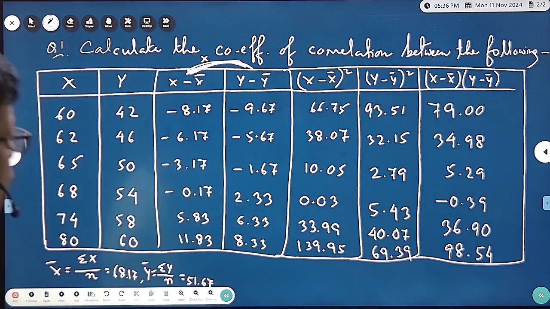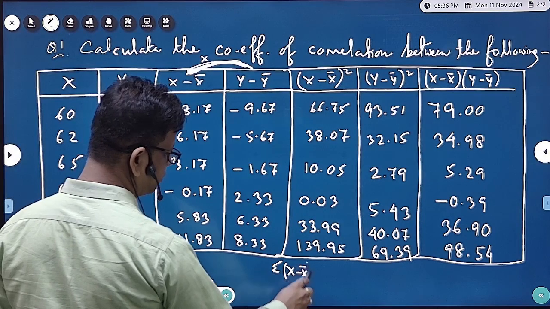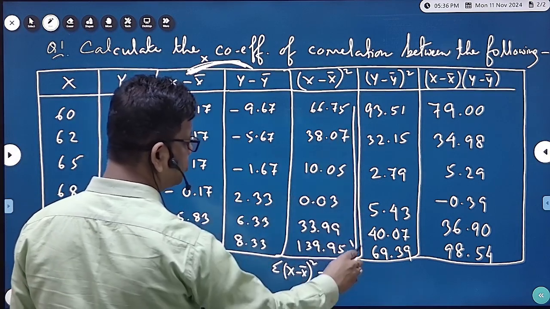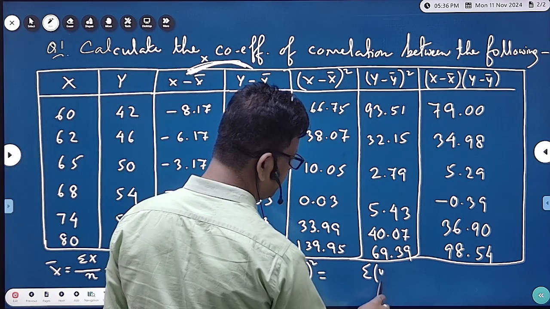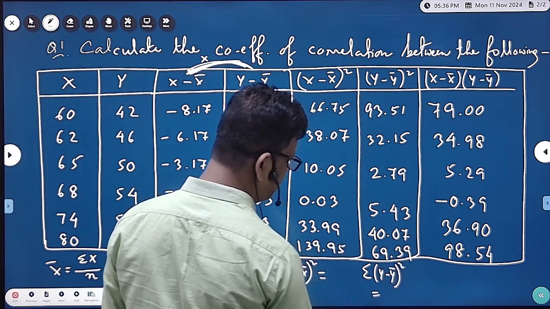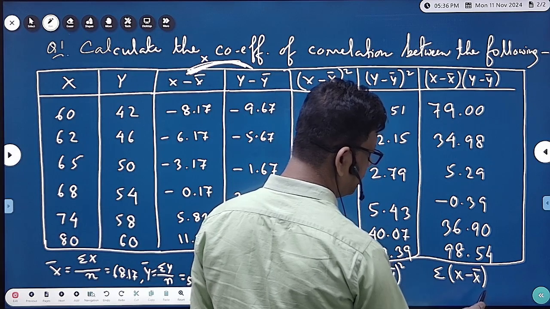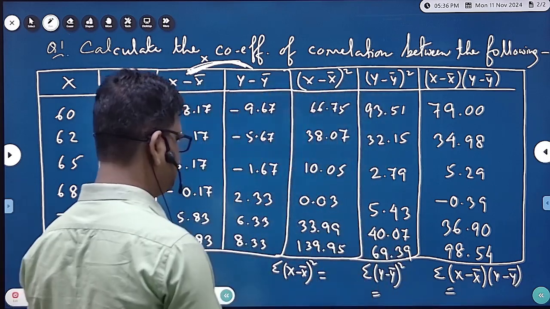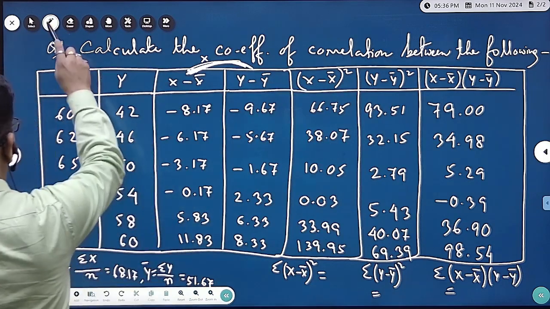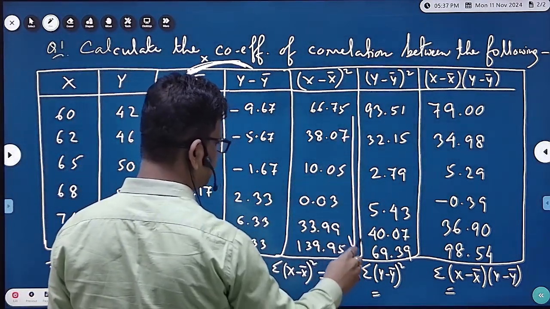Now what do you need to do after this? You are almost done. Now the last 3 columns you have to sum up. So summation of (x minus x bar) whole square, you have to find this column. All these numbers you have to add. Not only this, summation of (y minus y bar) whole square also, and even this summation of (x minus x bar) multiplied by (y minus y bar). So this column, just we need to add all these 3. Total. Summation refers to total, as you know. So what you need to do is add all this.